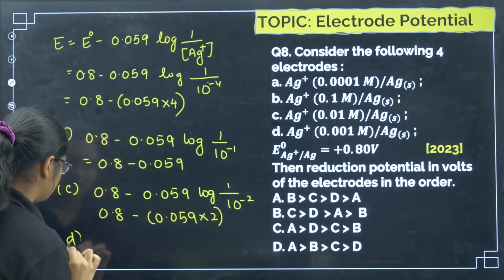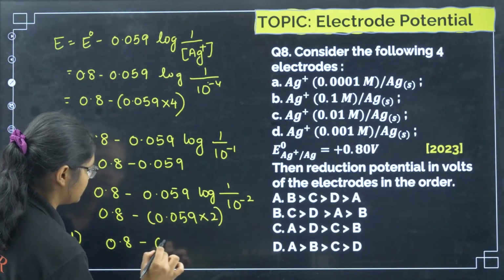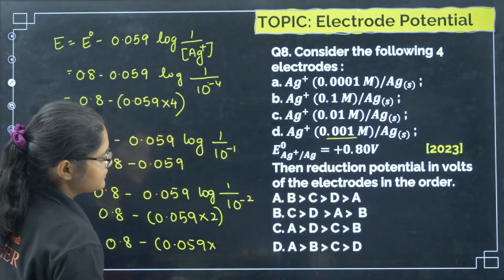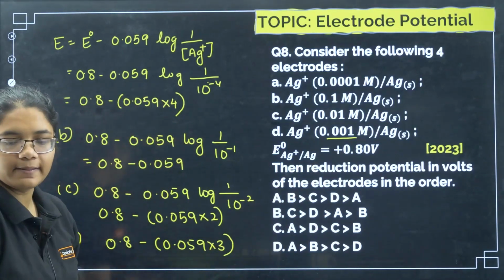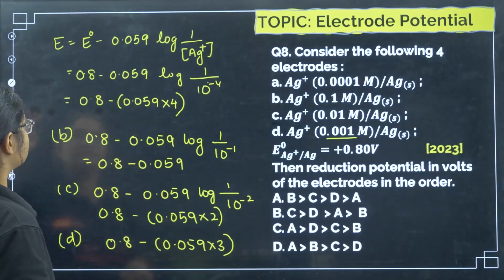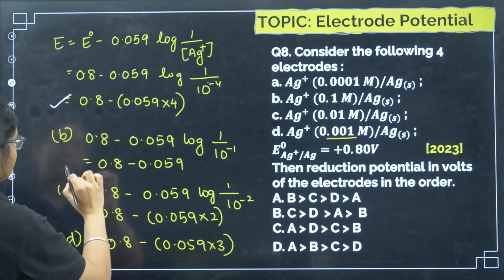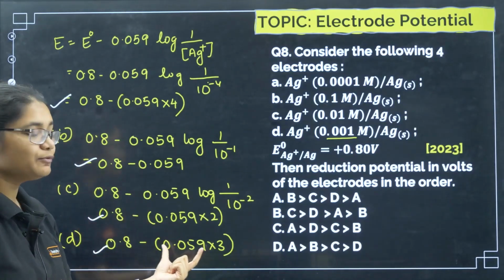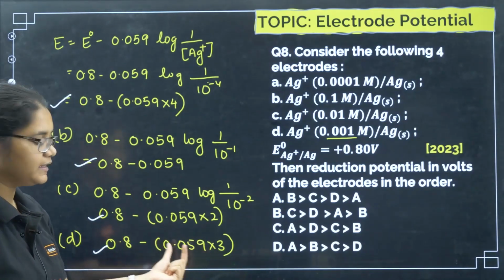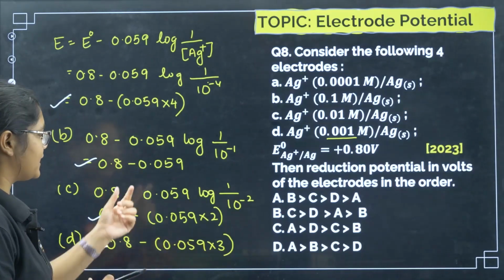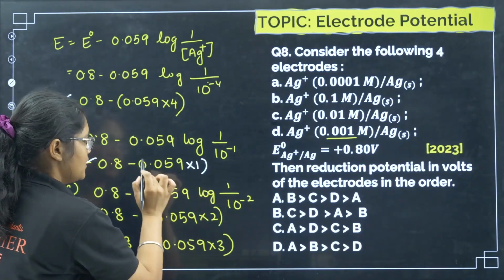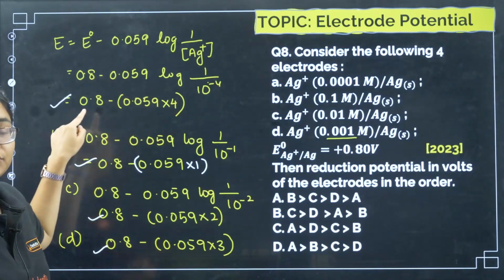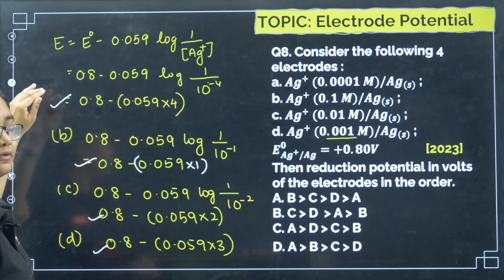Now for option number D, I will have 0.8 minus 0.059 into, what is the term here, 3 times I have multiplied, so into 3. Okay, so now what all things I have, you can see, this is first option number A, this is B, this is C, and this is D. So if you are subtracting a bigger number, then E naught value will be less. If I am subtracting a smaller number, this is into 1, right? Now you can see in option number D, you are subtracting a bigger number from 0.8. So that means this E value will be the least one.